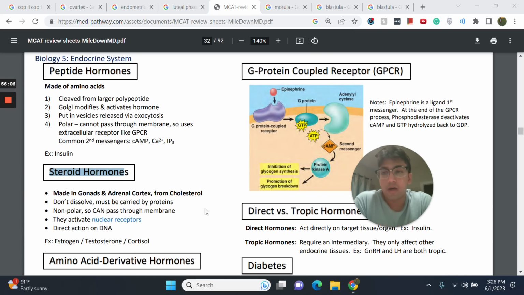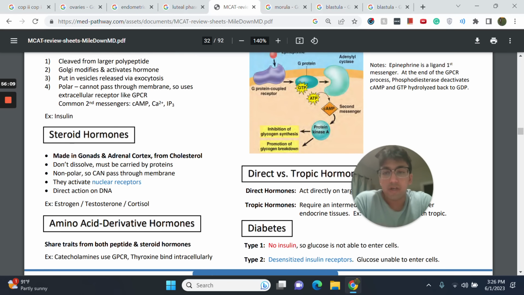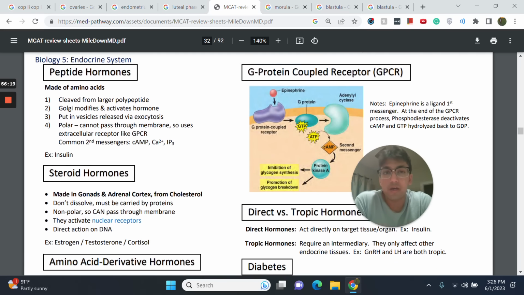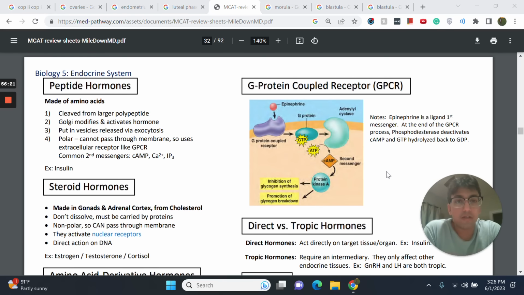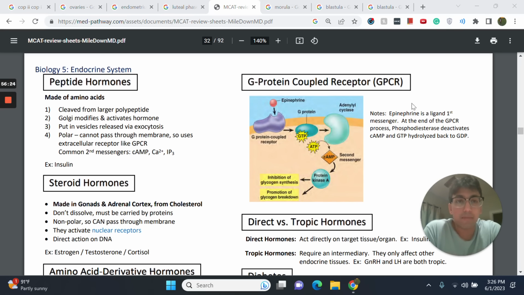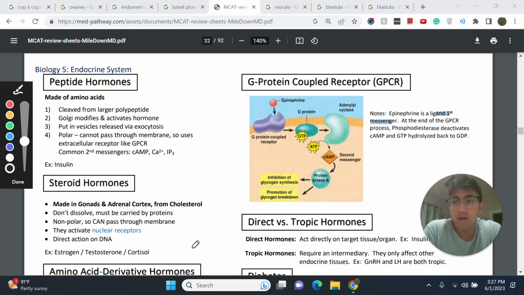Okay. Amino acid derivative hormones, there's not too much to say about this. They share traits from both peptide and steroid hormones. Catecholamines, for example, use GPCRs. Thyroxine binds intracellularly, not too high yield. GPCRs are pretty high yield. You should know that usually epinephrine is a first messenger ligand. It binds to the G protein coupled receptor, which then activates the G protein, right? Which then causes adenylyl cyclase to convert ATP to cAMP. And remember, I said cAMP is one of the most common secondary messengers.